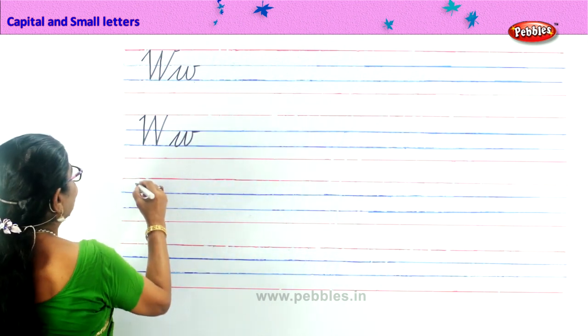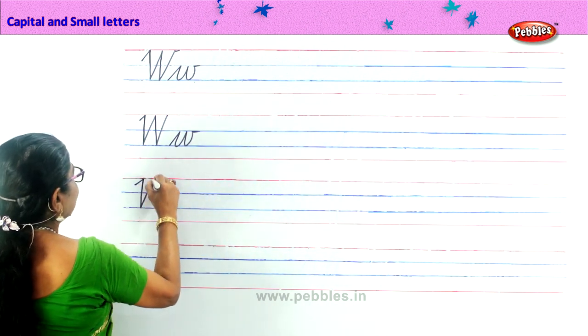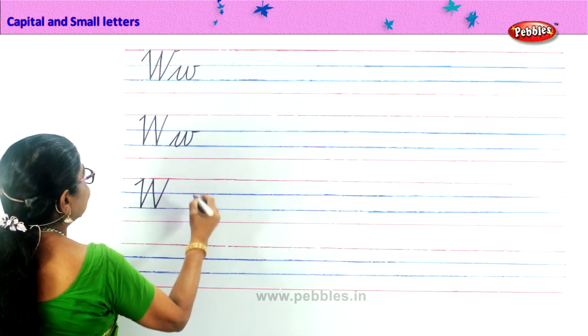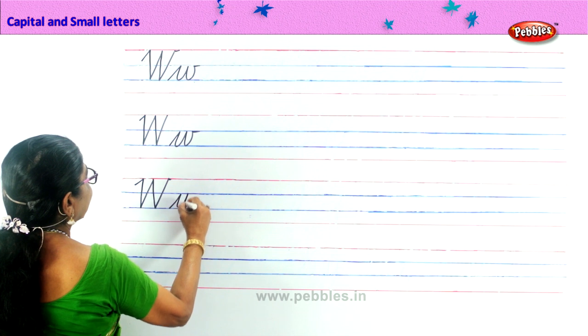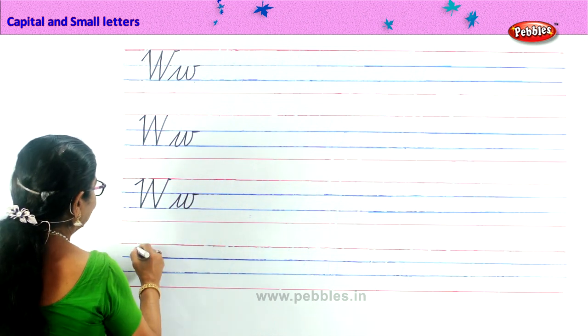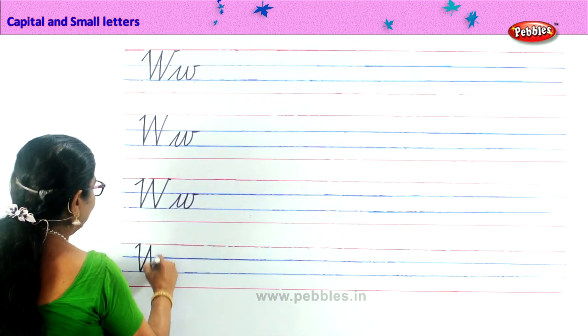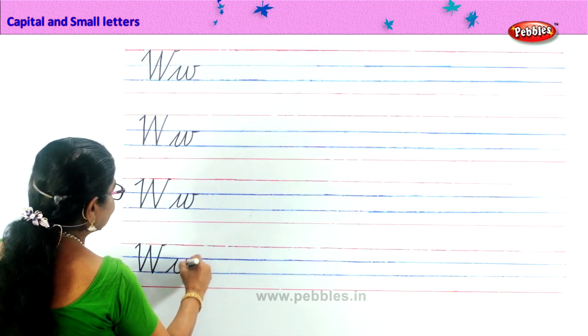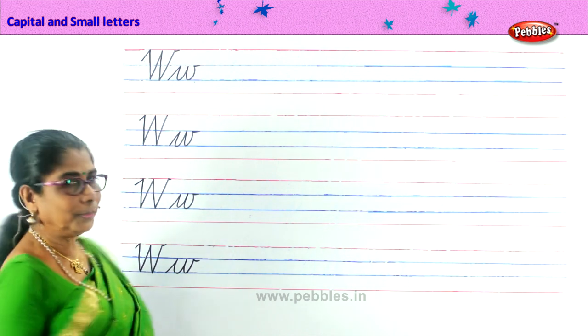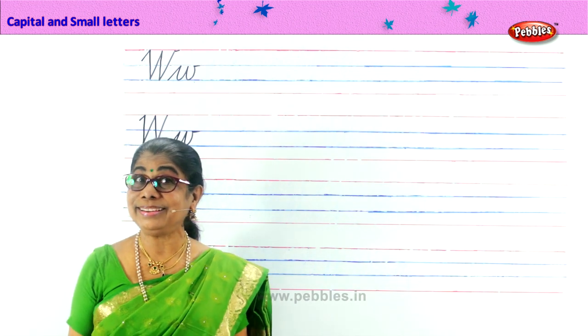The capital W goes like this. And the small w like this. Capital W, up and down, and this is small w. And now what's the next letter?